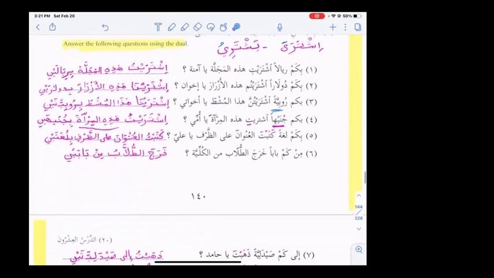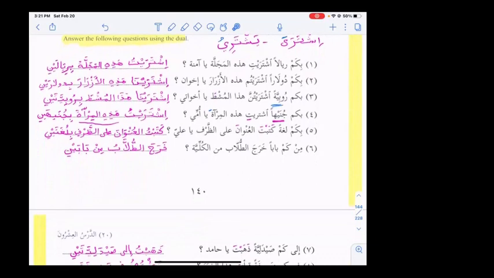Fine. من كم بابا خرج الطلاب من الكلية؟ From how many doors did the students come out from the faculty? What will be the answer? خرج الطلاب من, we have to use only dual. من بابين. بابين became majrur because of min. بابين اسم مجرور بالياء لأنه مثنى.